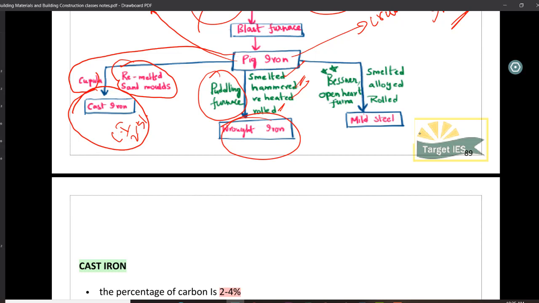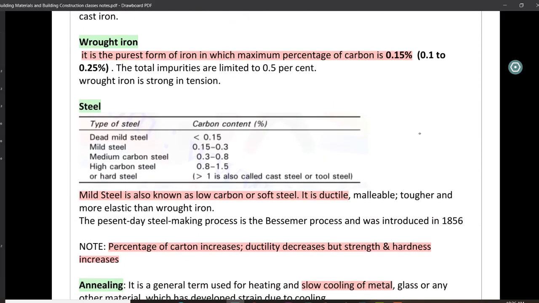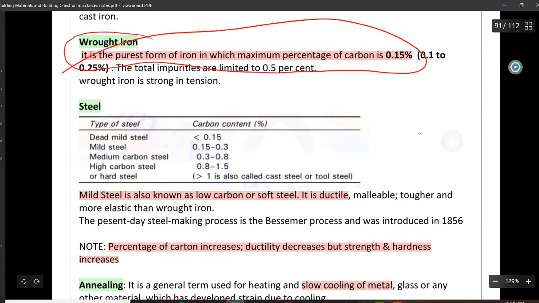Smelting रहता है, heat hammering रहता है, reheated रहता है, and then we are rolled, and we will be getting wrought iron. Here the carbon content will be less. It is the purest form. You can say wrought iron is the purest form. You can see this point. Wrought iron is the purest form of iron, so carbon content क्या रहेगा? कम रहेगा. It is only 0.15%.